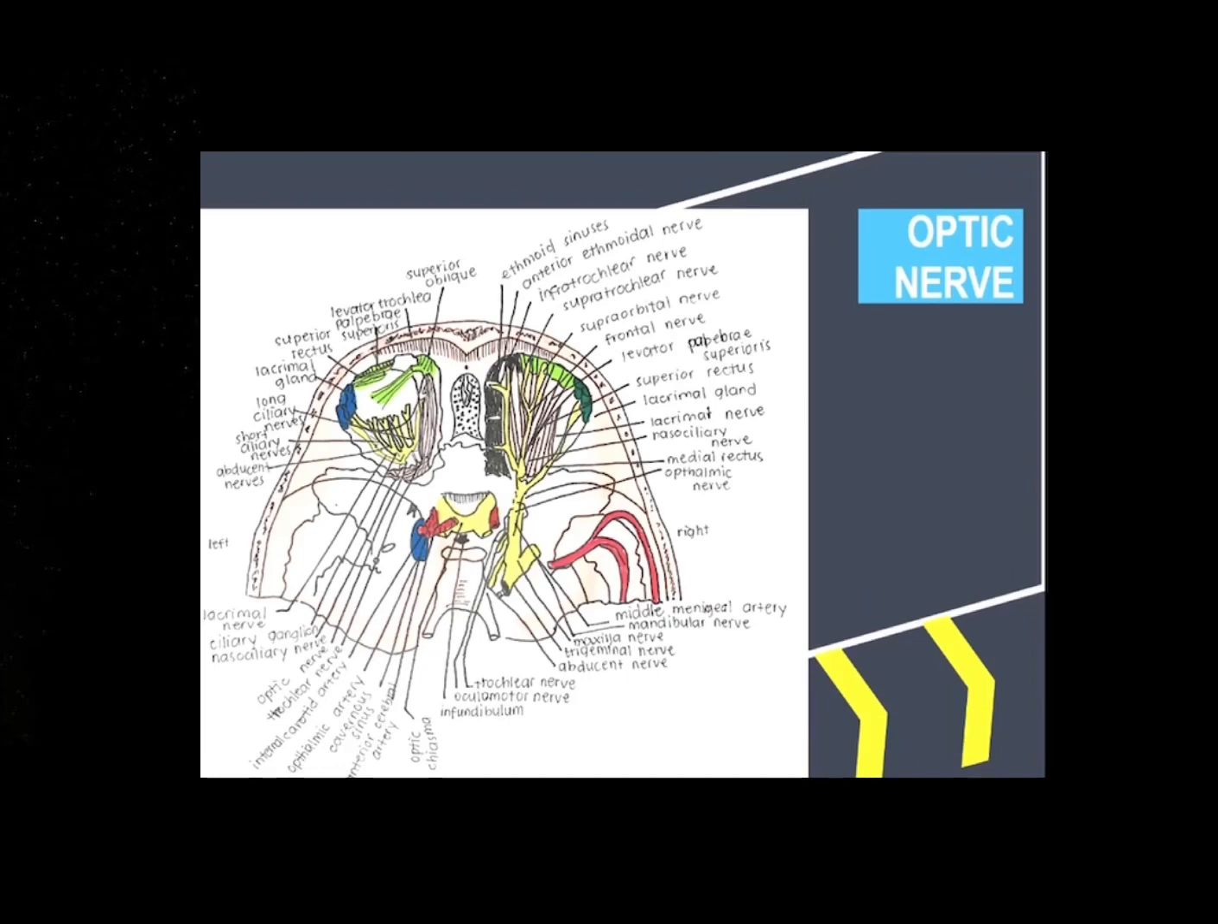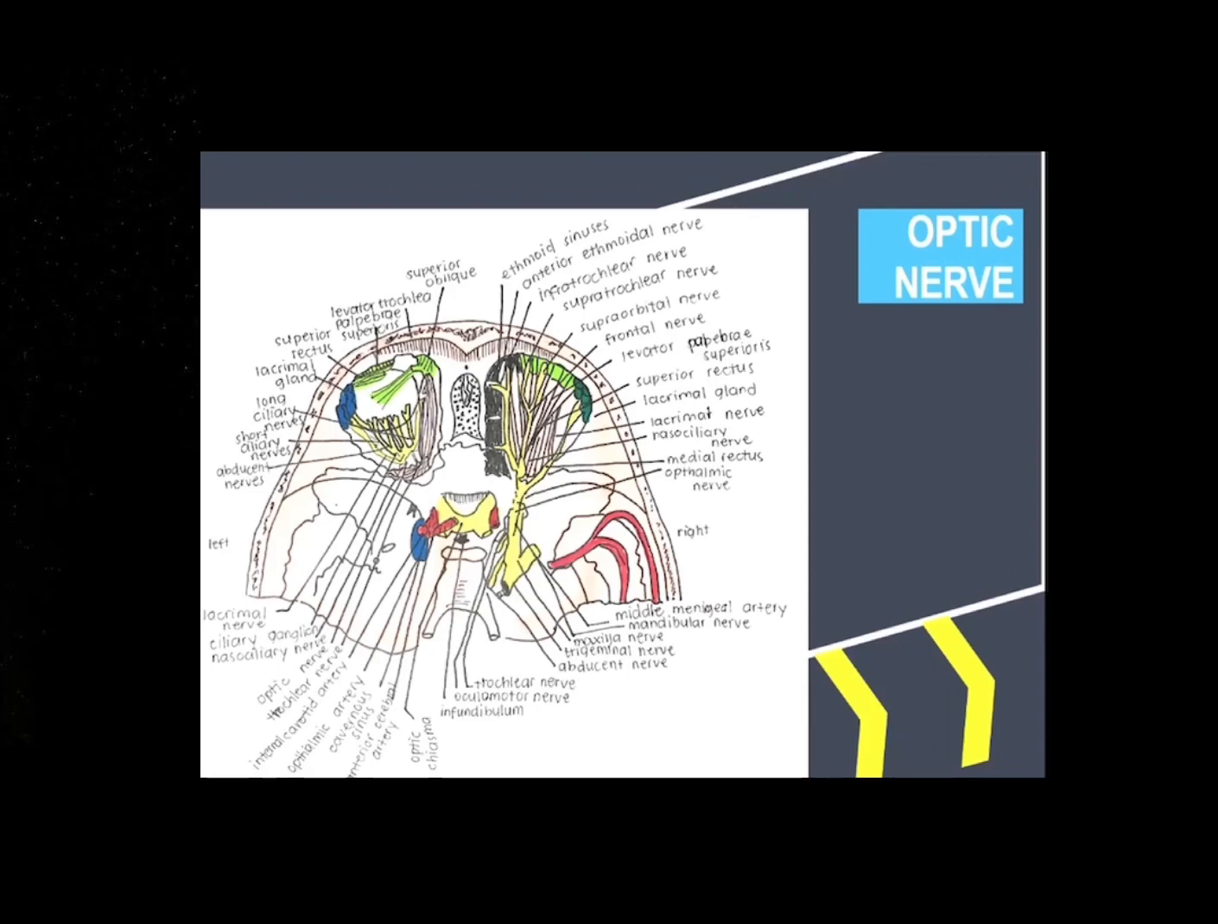The lacrimal nerve arises from the ophthalmic division of the trigeminal nerve. It enters the orbit through the upper part of the superior orbital fissure and passes forward along the upper border of the lateral rectus muscle. The next one is the frontal nerve, which arises from the ophthalmic division of the trigeminal nerve. It enters the orbit through the upper part of the superior orbital fissure and passes forward on the upper surface of the levator palpebrae superioris beneath the roof of the orbit.